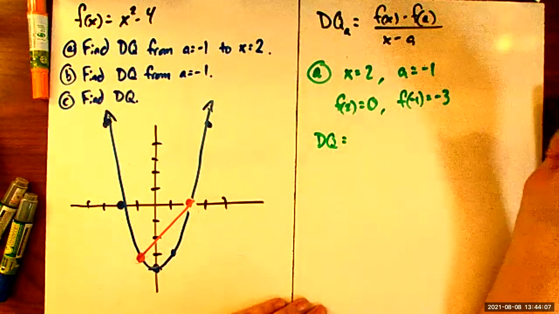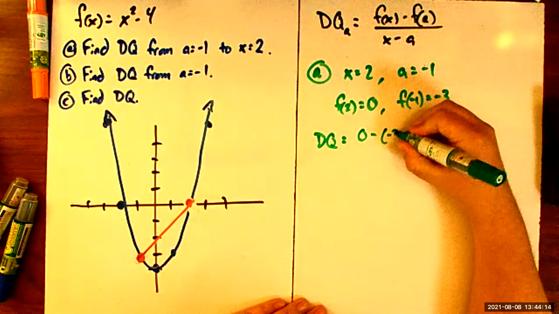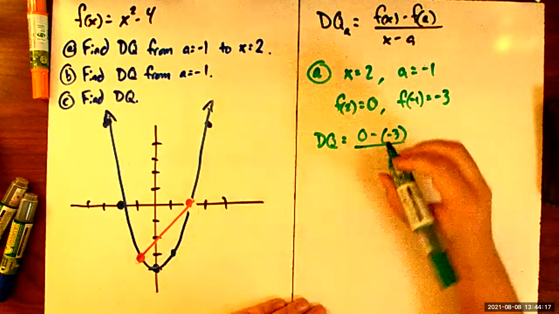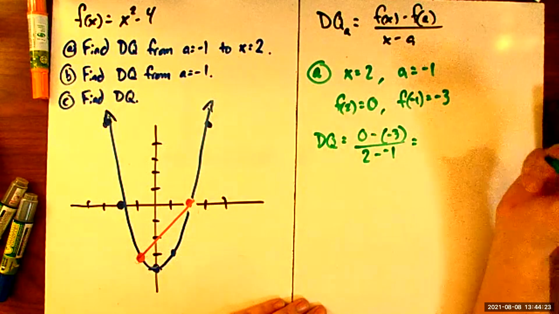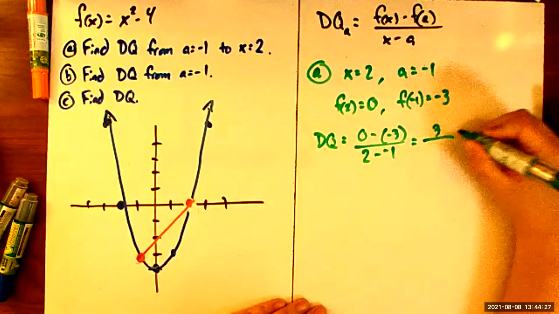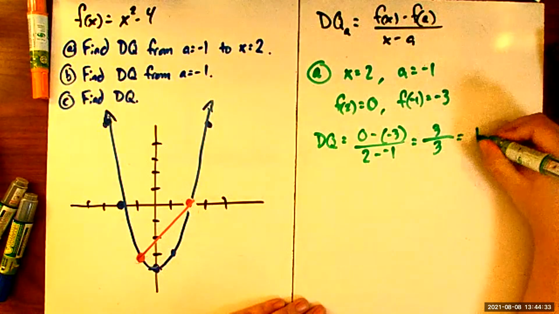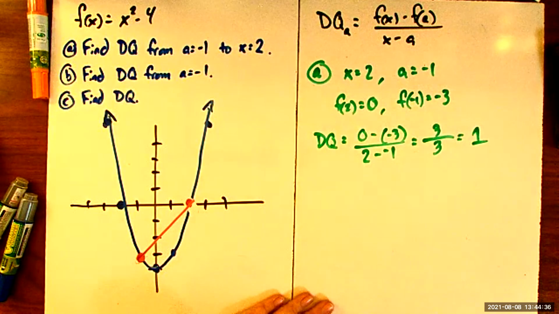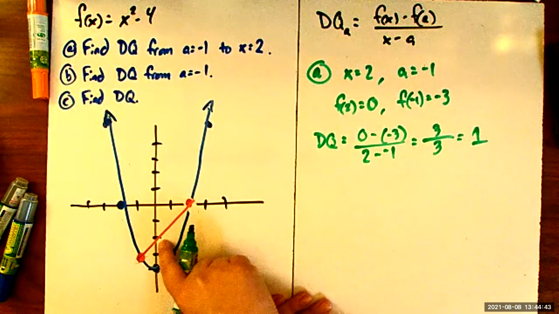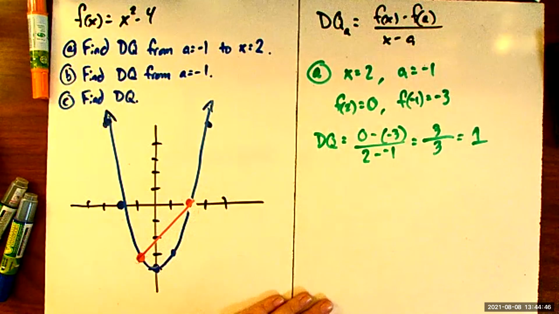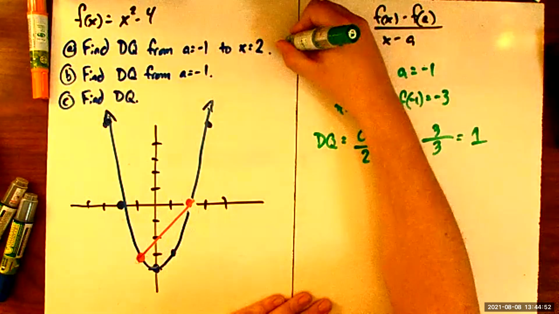So our difference quotient is f of x, which is 0, minus f of a, which is -3, over x minus a. Crunching the numbers, we get 3 over 2 minus -1, which is 3. And sure enough, we get a slope of 1. And looking at this line, yeah, of course it has a slope of 1. Notice as we go up 1, we go over 1, up 1 over 1, up 1 over 1, and that gets us the equation. And so in this case, the difference quotient is going to be 1.